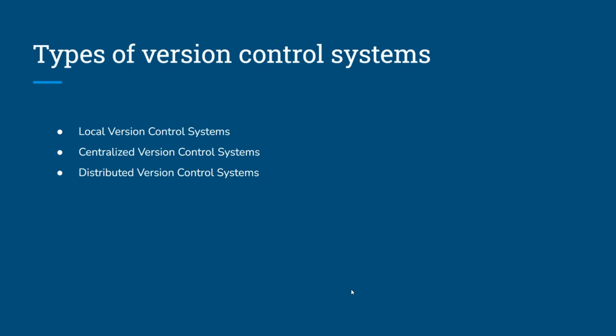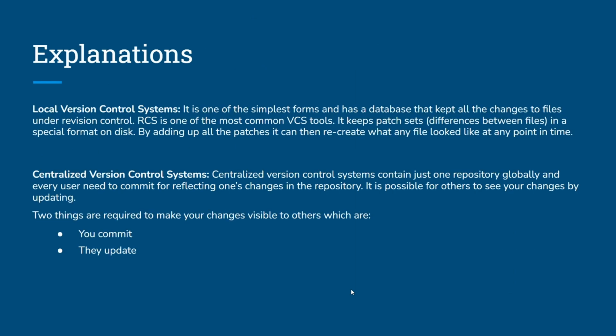We have types of version control system. We have local version control system, we have centralized version control system, and then we have distributed. Okay, just take note of that.